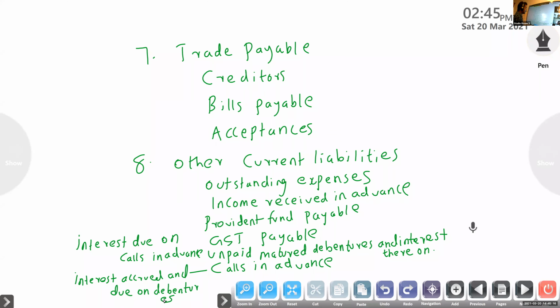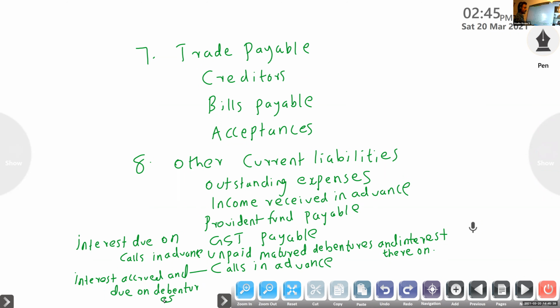Then unpaid matured debentures. Debenture means we took a loan from the public, with a maturity date. If it is unpaid, it is other current liabilities only, because immediately we have to pay. It is only the unpaid matured debenture, that is unpaid.